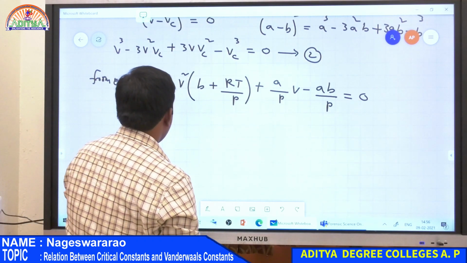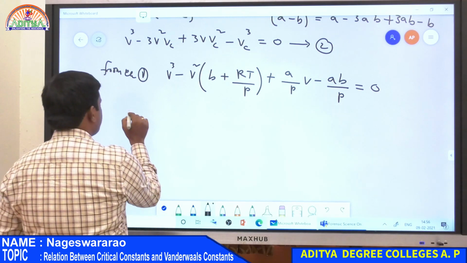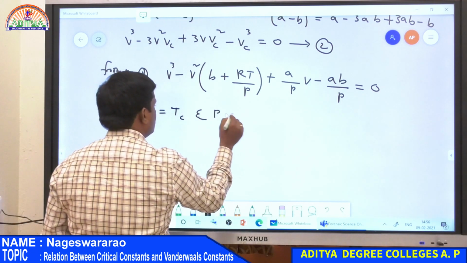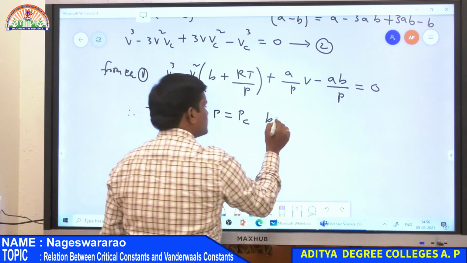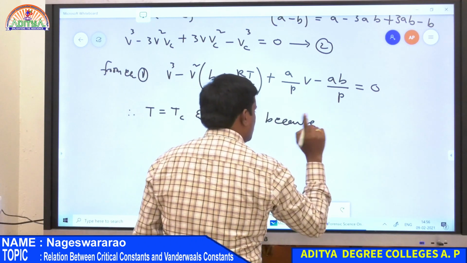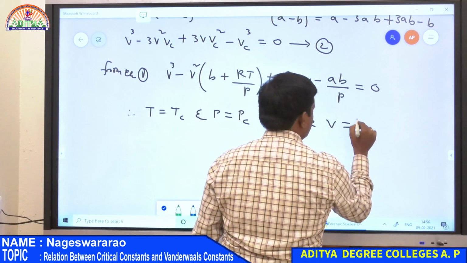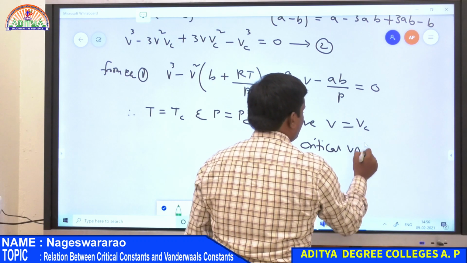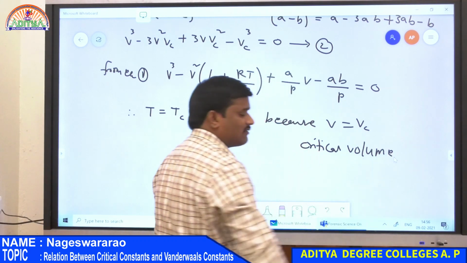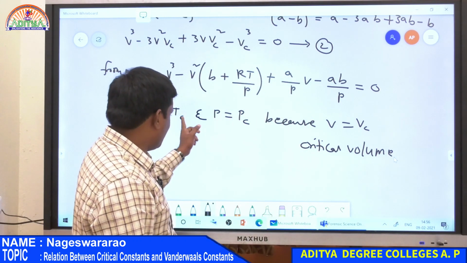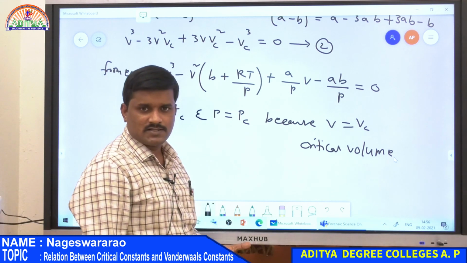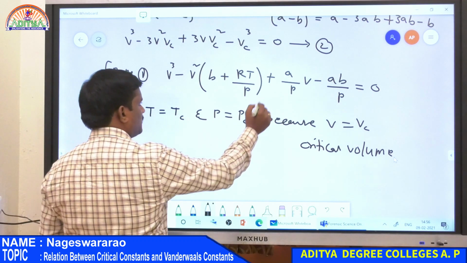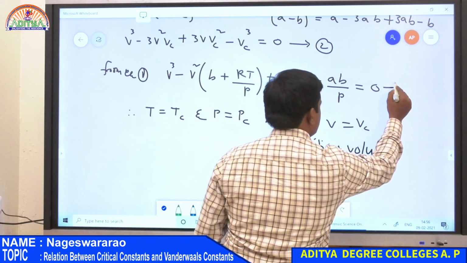Therefore, here T is equal to Tc and P is equal to Pc, because there is only one volume V that is equal to Vc, that is nothing but the critical condition. So, this is critical volume. At a critical volume, the gas has critical temperature as well as critical pressure. Therefore, substitute T is equal to Tc and P is equal to Pc in equation 1.